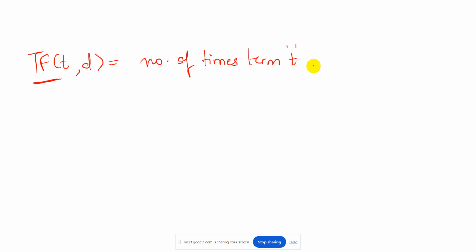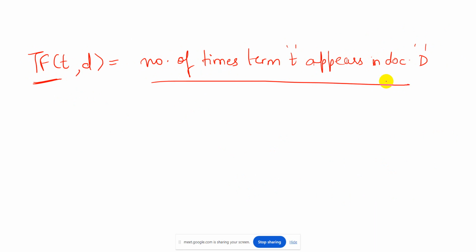Okay, so what is this TF? How do you calculate TF? It is nothing but the frequency of the term, how many times it appears. So number of times term T appears in document D, upon what should be in the denominator? Since we are doing the frequency count, the number of terms in the document D. Is that fine? Is that fine?